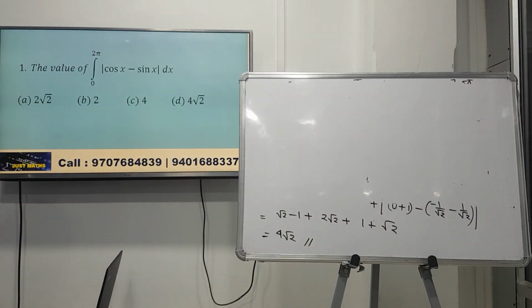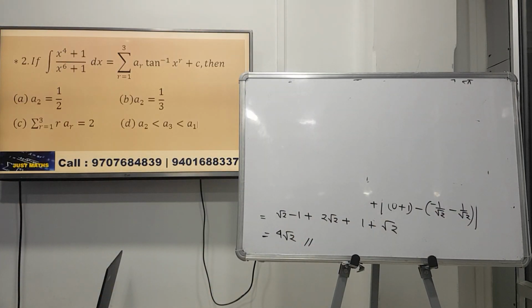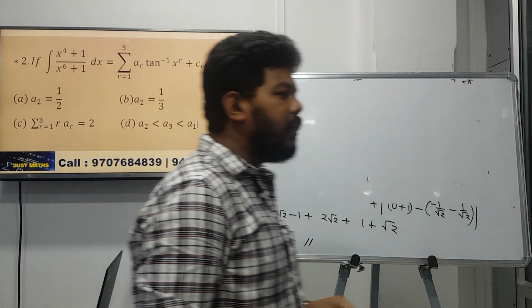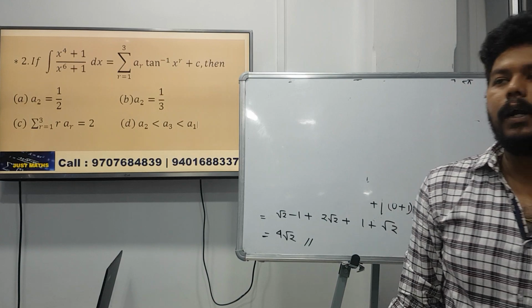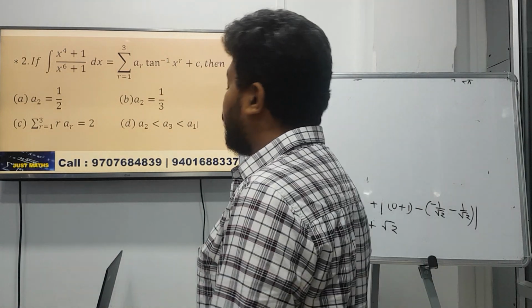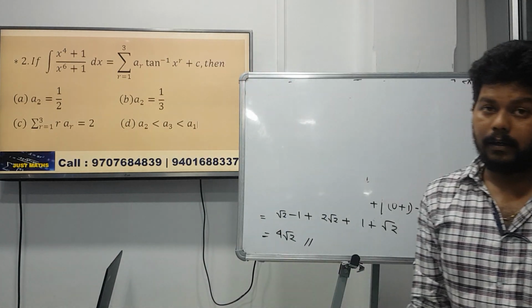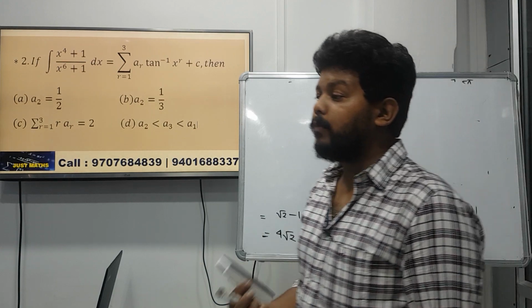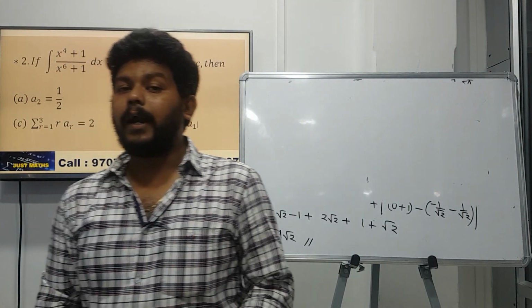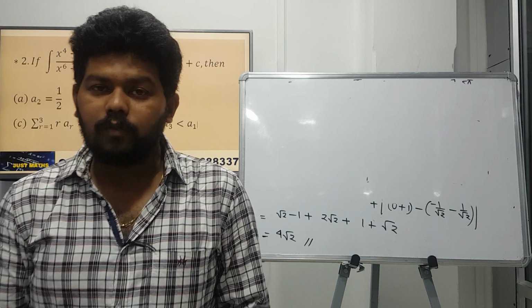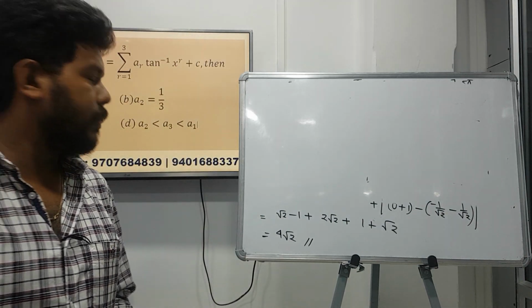Now move on to the next question. You are given a star mark on the question. Star denotes more than one correct option. If anyone appears for JEE Mains, then Advanced, there will be some questions involving more than one correct option. Hence, you must find those correct options.